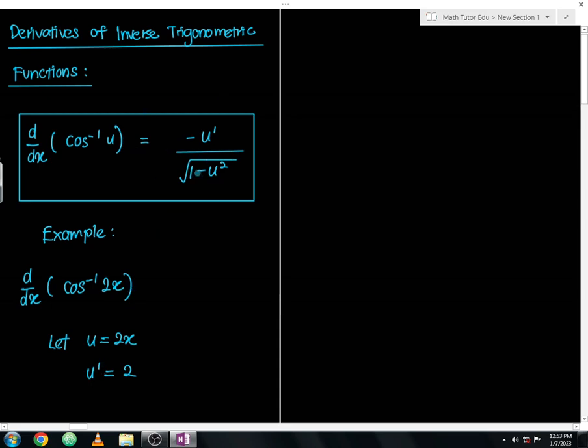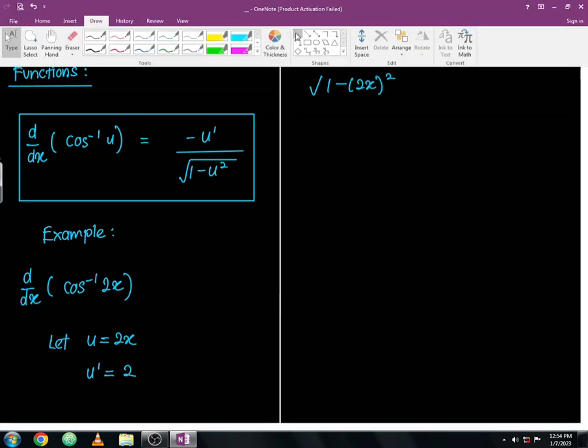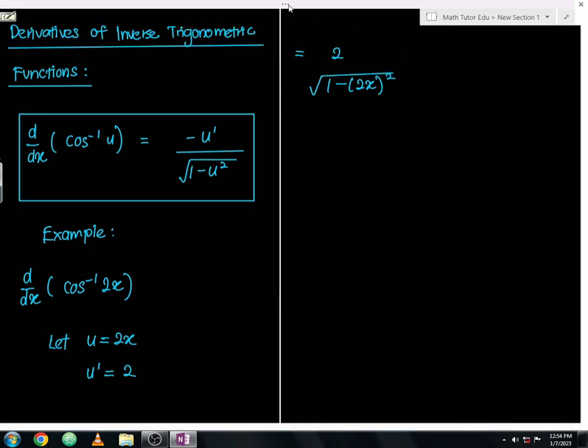Then we proceed with the working. Over here we have negative u prime over the square root of 1 minus u squared, so we can straight away substitute the respective values into the formula. So u prime is 2, divided by the square root of 1 minus, in a bracket, 2x squared. Let me underline the square root line and the fraction, which is very important. For our final step, most important, negative, guys: negative 2 divided by the square root of 1 minus 4x squared. So this is your answer.